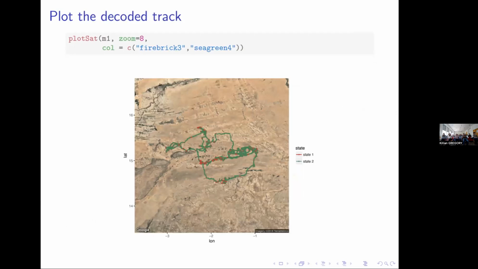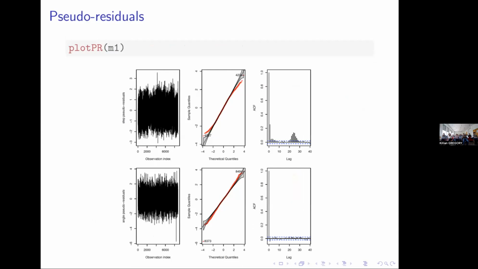Here's just another plot using the satellite imagery. And here's what our pseudo residual plot looks like. So you might look at this and think, okay, it looks okay, not too bad. Maybe we got some lack of fit in the tails there. But then we got this little thing right here. Does anybody have any idea what might be going on there? I'll give you a hint. The 24 is about right here.